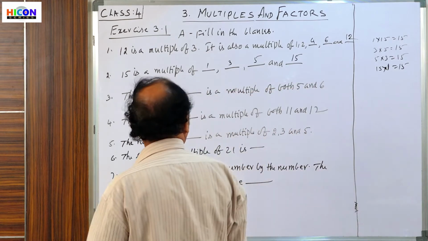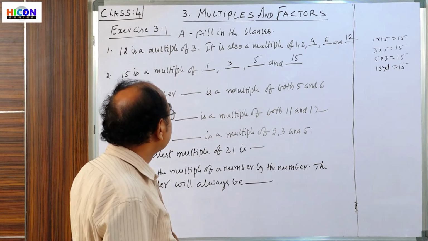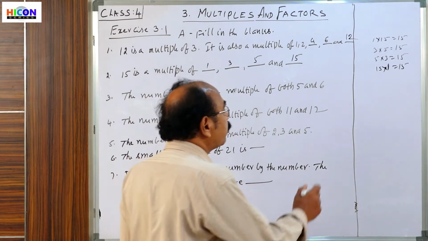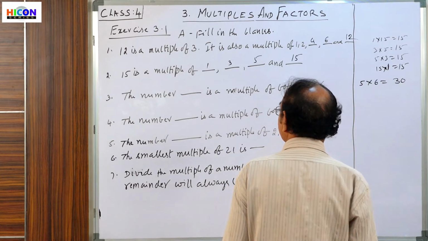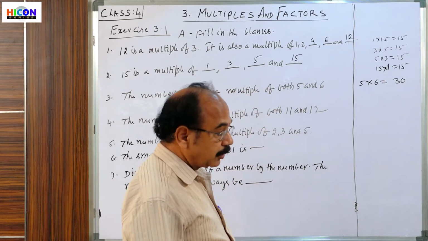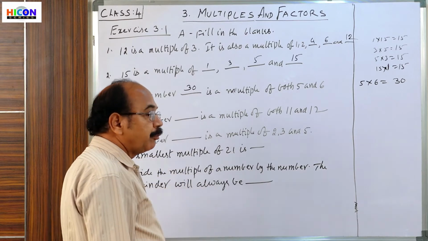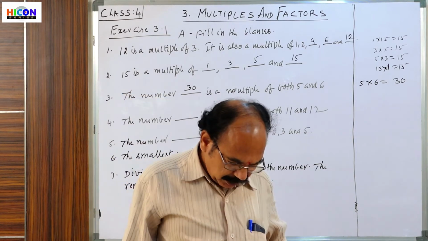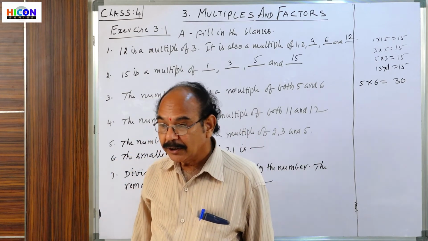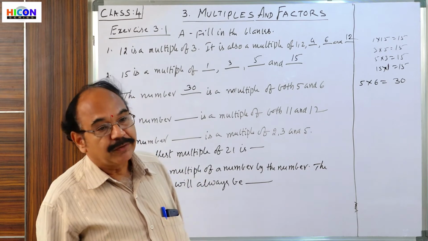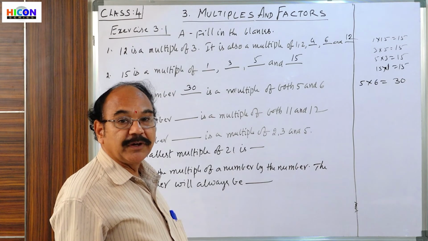Next, the number dash is a multiple of both 5 and 6. Both 5 and 6. 5 6s are how much? 5 6s are 30. So the number 30 is a multiple of both 5 and 6. Multiply 5 and 6 to get the number. 5 into 6, 5 6s are 30. That's why 30 is a multiple of both 5 and 6.